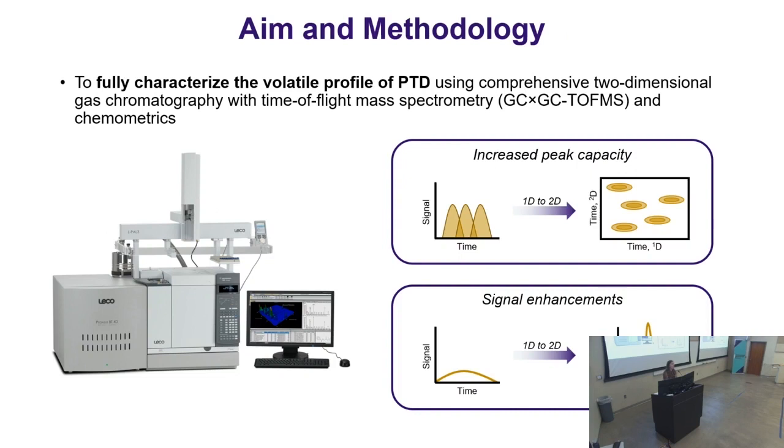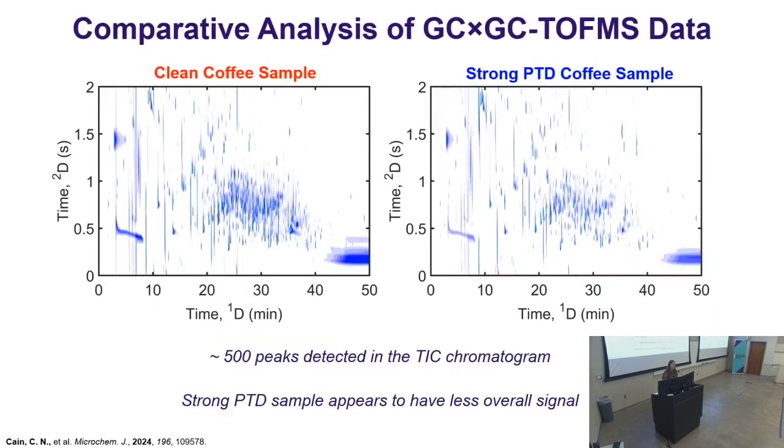The main reason why we switch from a 1D to 2D method is mainly because we get increased peak capacity and increased detection sensitivity, so we can measure all the volatiles present in roasted coffee. So here I show two TIC chromatograms of our roasted coffee beans.